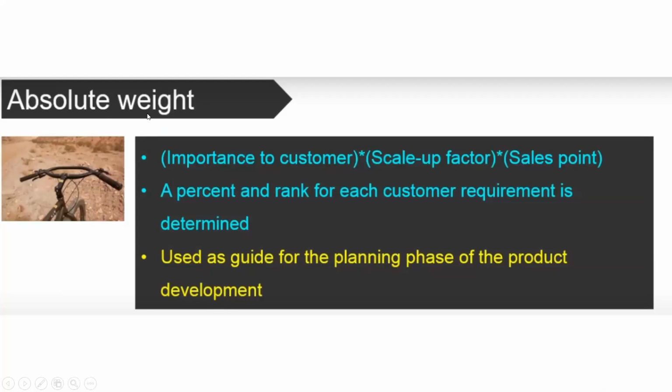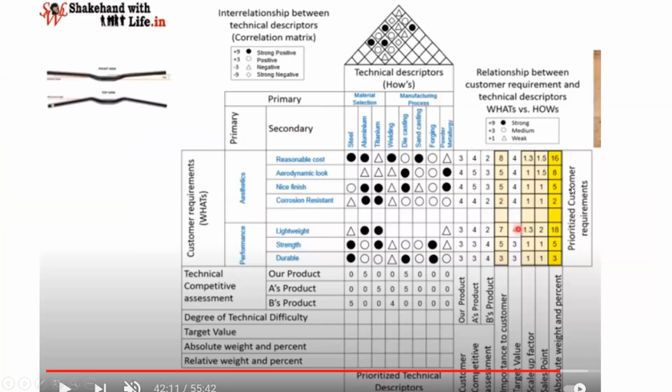Absolute weight. You just multiply the importance to customer, scale up factor, and sales point. So the ranking number for each customer requirement is determined. This value is the guide for the planning phase of the product development. Okay, it's a guide for you. Absolute weight, so multiply all together at the back.